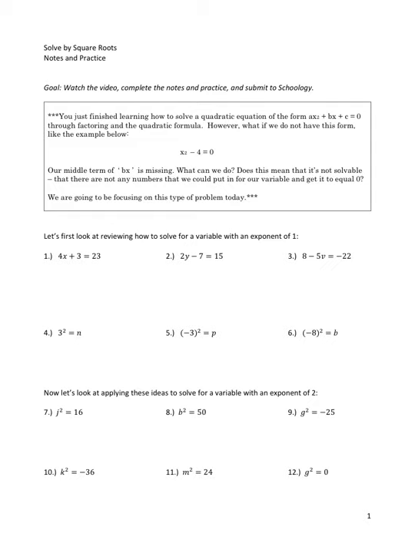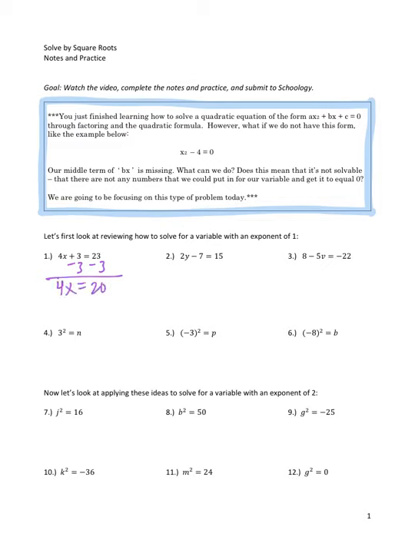Below, we're first going to start looking at how to solve for a variable with an exponent of 1. This is something we reviewed at the beginning of the year in first semester. Let's start looking at example 1. We have 4x plus 3 equals 23. To start off, I have to figure out how to isolate, or get x by itself. So I would subtract 3 from both sides because my goal is to cancel out that positive 3. So we would have 4x equals 20. And then our next step would be to divide by 4. That way we get x as 5.